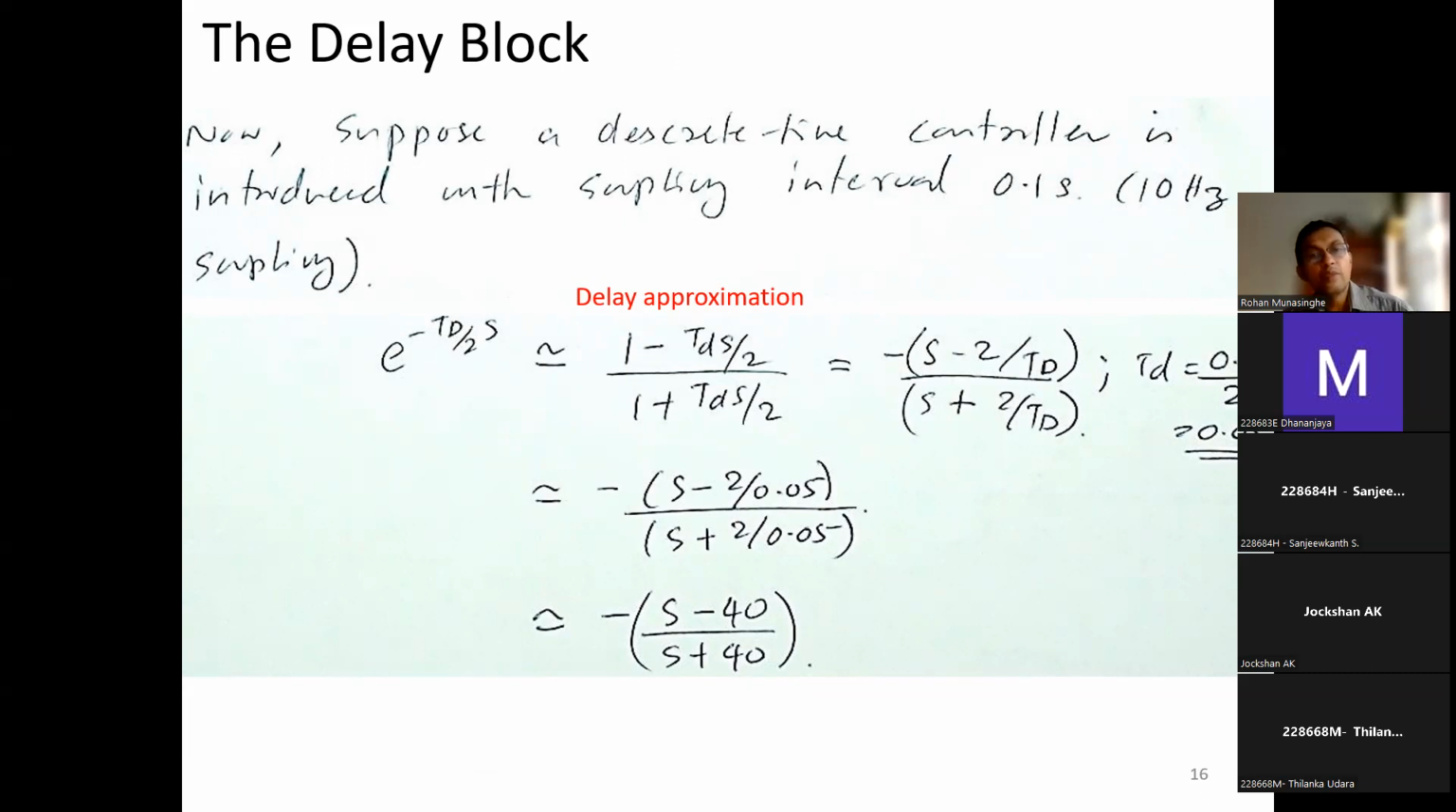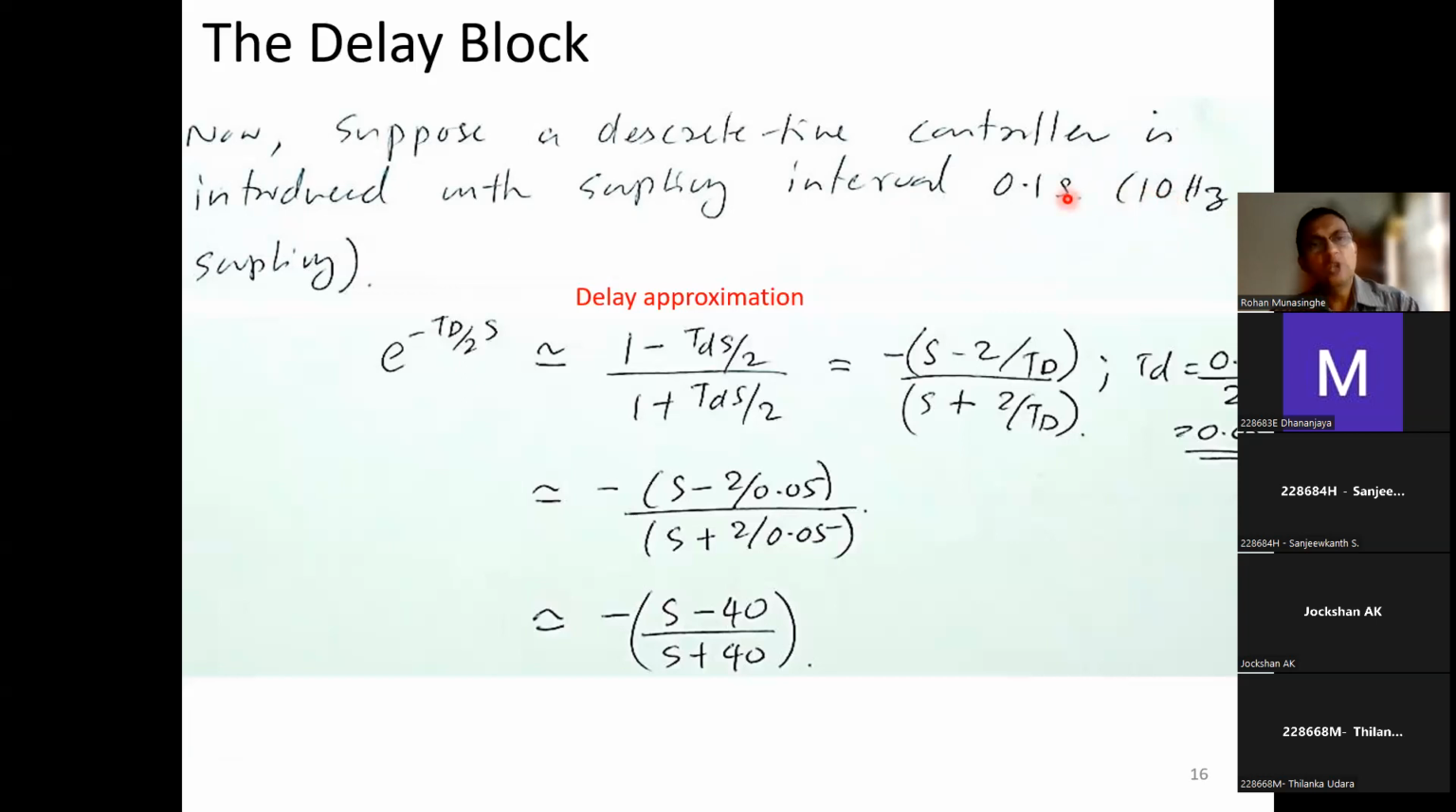Now, if you want to continue this to a discrete controller or digital controller, we want to see what sort of errors are there. We want to simulate it before we do that. So one thing is the delay. Let's say there is a sampler which is operating at 10 hertz. It gets 10 samples every second, which is 0.1 second delay.